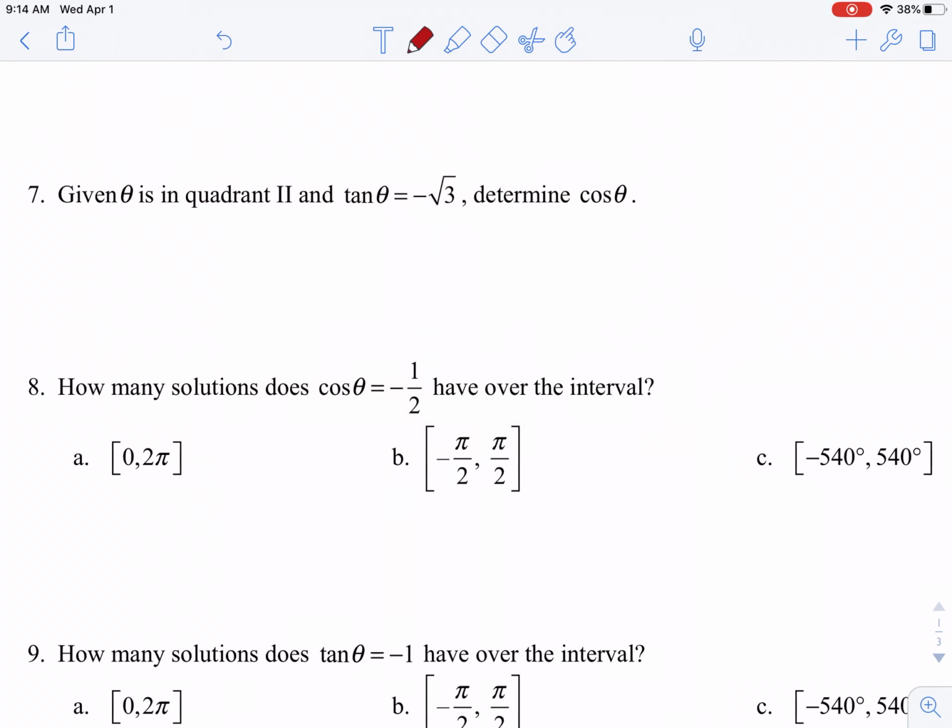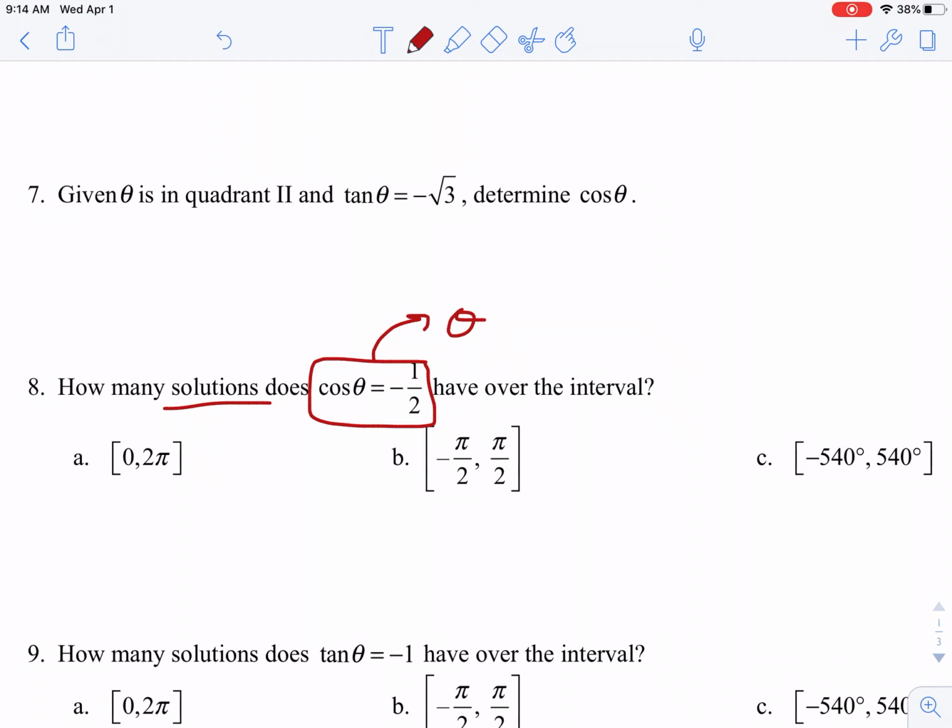This question is asking us, how many solutions does cosine of theta equal to negative 1/2 have over the interval? So let's think about what this means. Solutions means we're solving this equation. When I look at this equation, the variable that we have is theta. What we're trying to figure out is how many answers are there to this equation? How many angles give us a cosine value of negative 1/2?